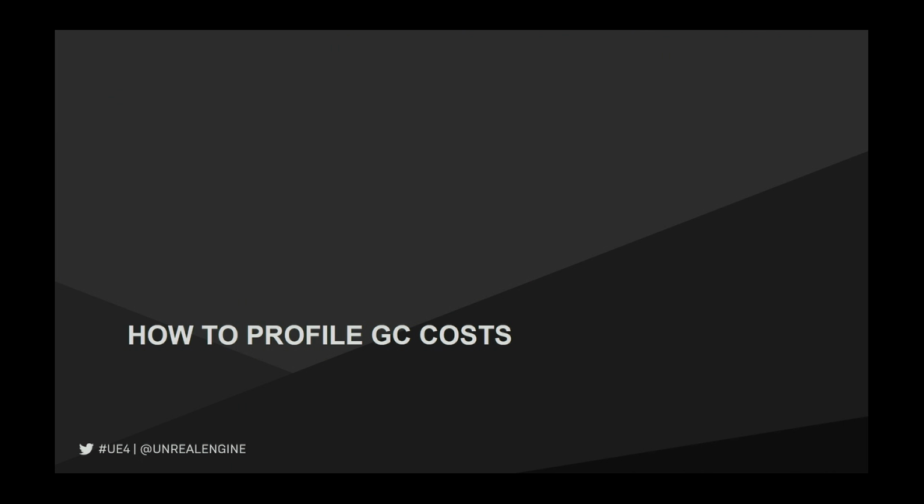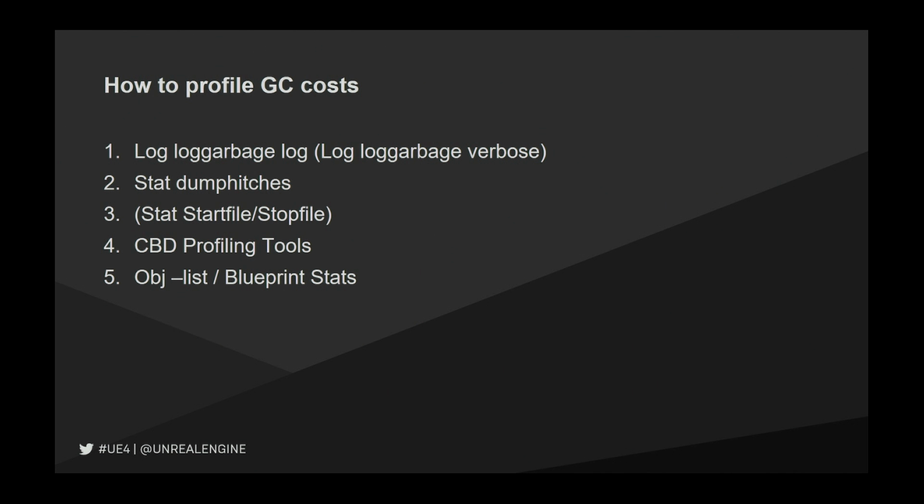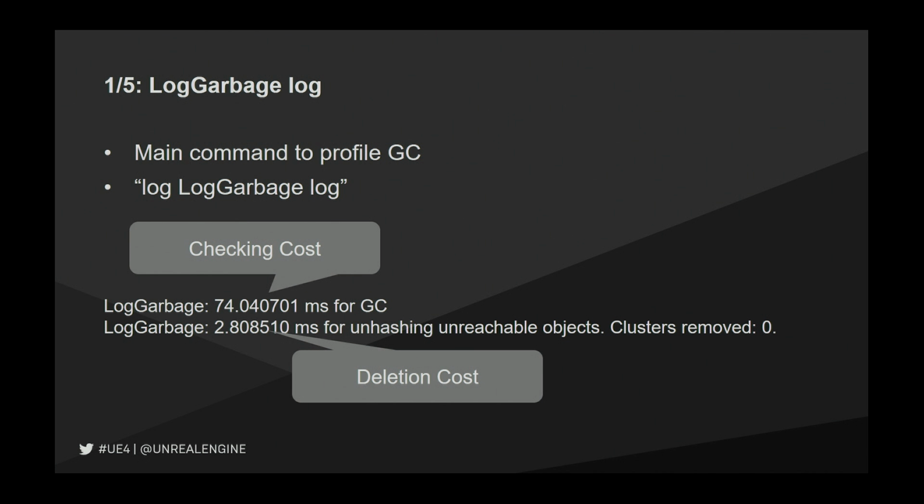So, profiling garbage collection. There are 5 different tools I'll talk about for profiling garbage collection. The main command is log LogGarbage log. The name's a little confusing, but this command is saying, I want to change logging settings for the category of logging called LogGarbage, and I want to see all messages of verbosity Log or greater. You can also say log LogGarbage verbose to get even more information. But you can see that it will print out the checking cost and the deletion cost in this way.